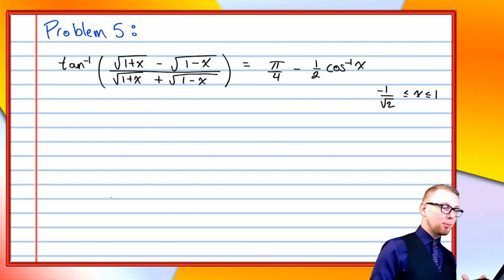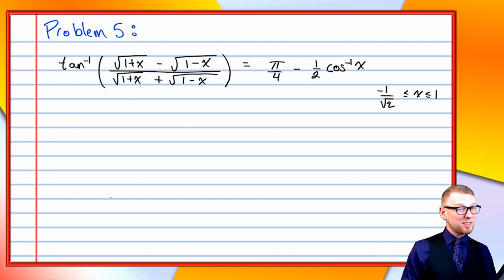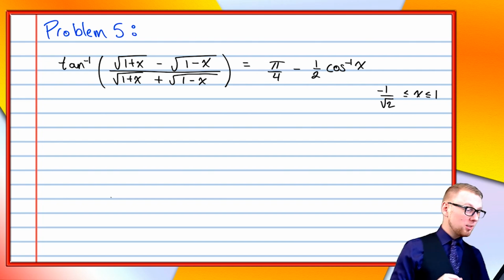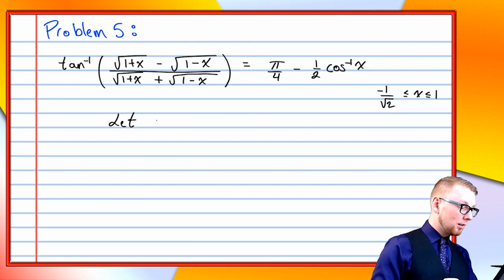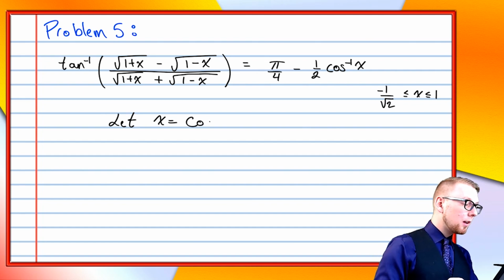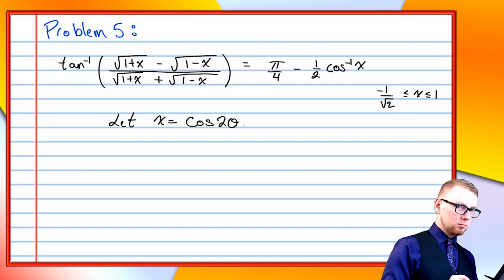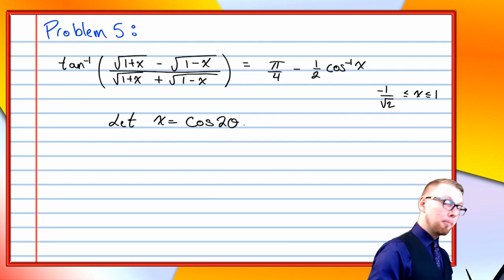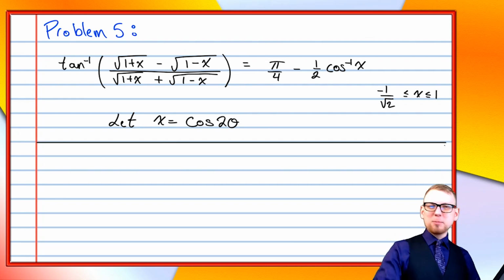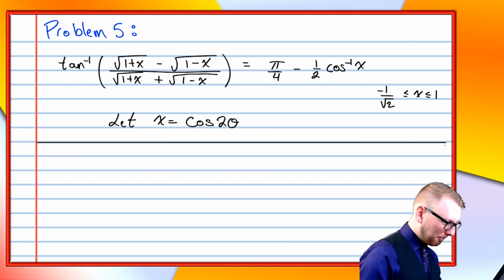Okay, last problem. I'm going to let you try this one. So you can go ahead and pause the video and give it a try. I'm going to give you a hint though. Let's let x equal cosine of 2 theta. Okay, give it a try. I'm sure you got it, so let's give it a shot.